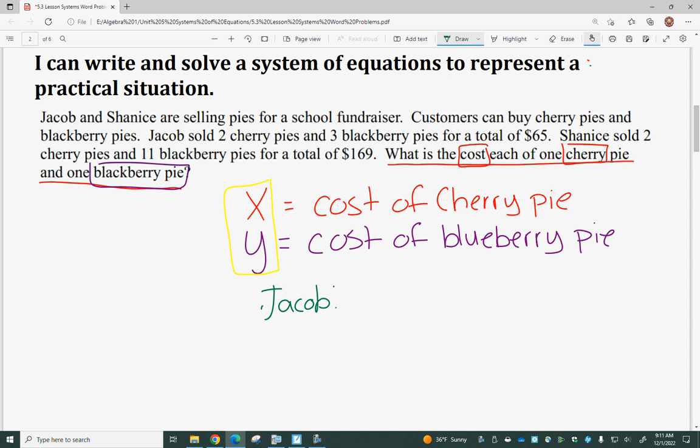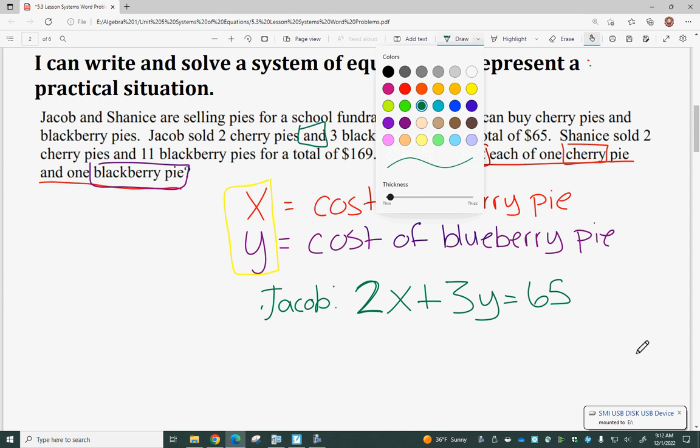and Jacob sold two cherry pies and three blackberry pies, and he made $65. So we're going to set up an equation that shows the money that Jacob made. He has two cherry pies, and to get the amount of money he makes on the cherry pies, we're going to take the number of cherry pies, 2, and multiply by X, the cost of that cherry pie. This word "and" tells us to add 3 blackberry pies. So we're going to find out how much he made off of that: 3 times Y, the cost of the blackberry pie. And then when you put those two things together, it should make $65, the amount he made.